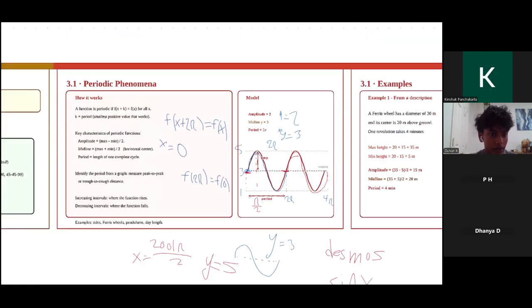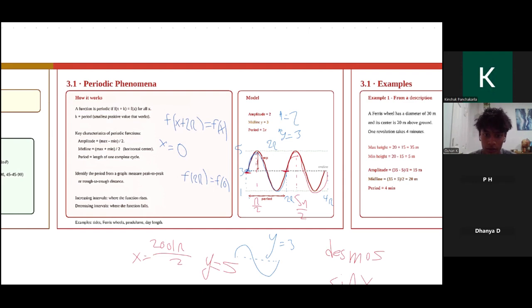And here's another good way to do it. The period, like I said, we're looking for where the pattern ends and the pattern starts. You could also do this by measuring between the peak and the peak. So here there's a peak at pi over 2. Here there's a peak at what would be 5 pi over 2. So the difference between these two peaks is 2 pi. So therefore we found our period.